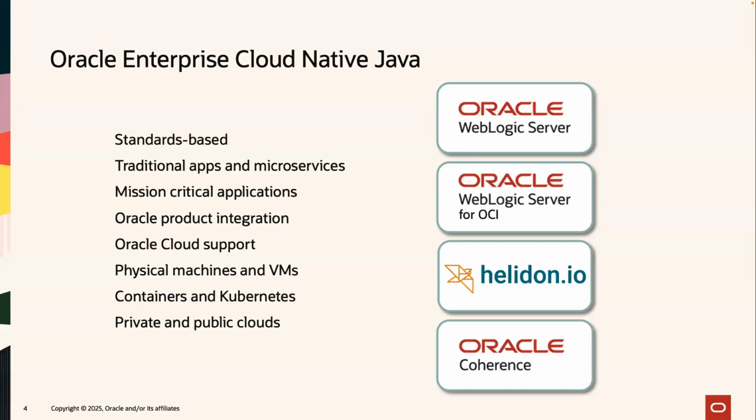Together, Oracle Enterprise Cloud Native Java enables you to build standard-based applications, either traditional Jakarta applications or microservices that integrate with the rest of the Oracle product line that run in Oracle Cloud, that can be deployed in physical machines or virtual machines, on containers or Kubernetes, and in private and public clouds. So that is our product line.